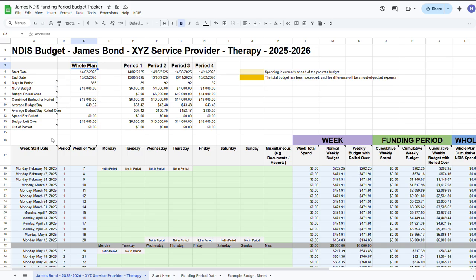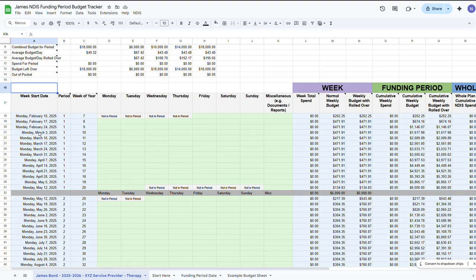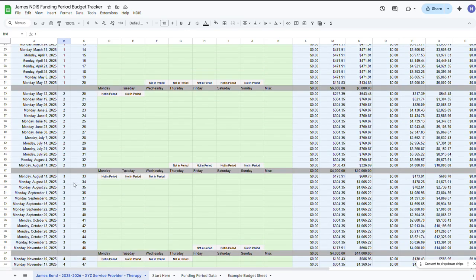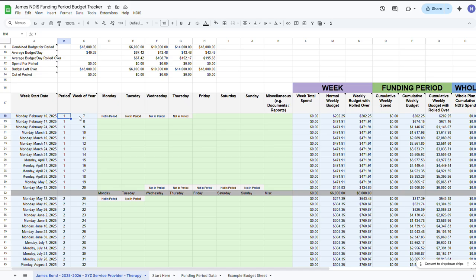So then I come down to the main part of the sheet, and each week will have its own row. If we look at the first week here, all of the weeks start on a Monday. So the Monday the 10th of February, and it then tells me which period it is. I have 4 different sections here for each period: period 1, period 2, period 3, and period 4. It then tells me which week of the year this is. So the week starting the 10th of February is the 7th week of the year.